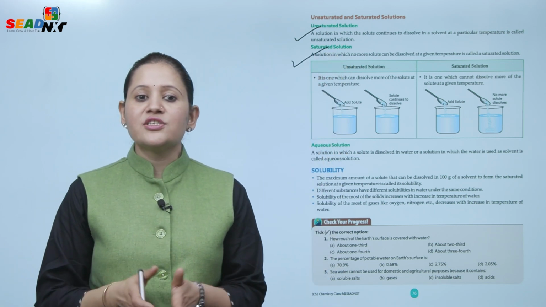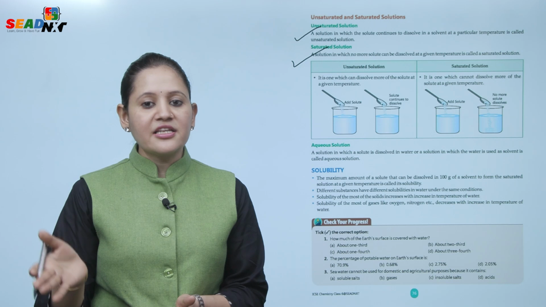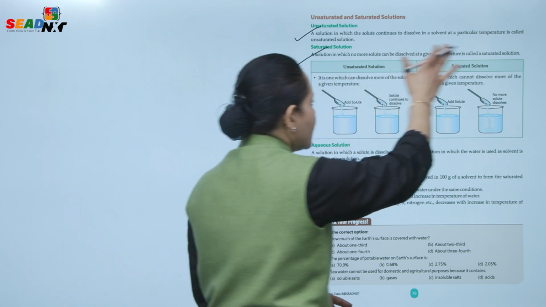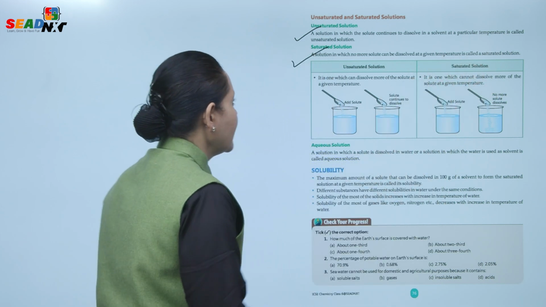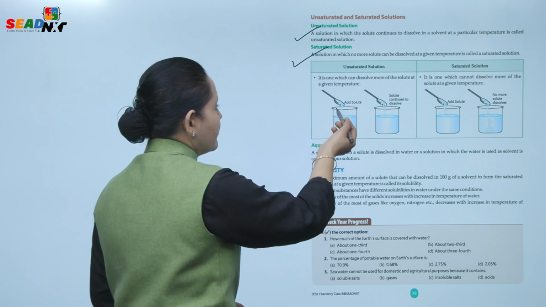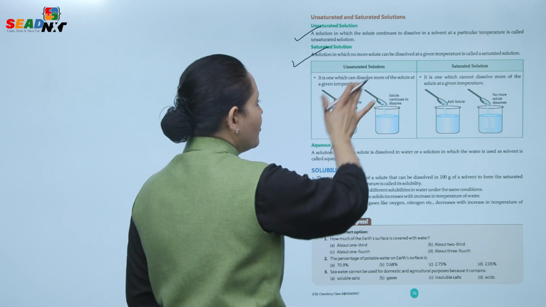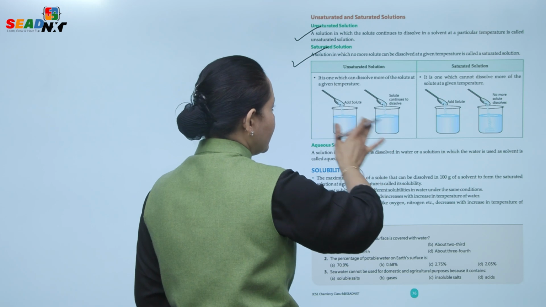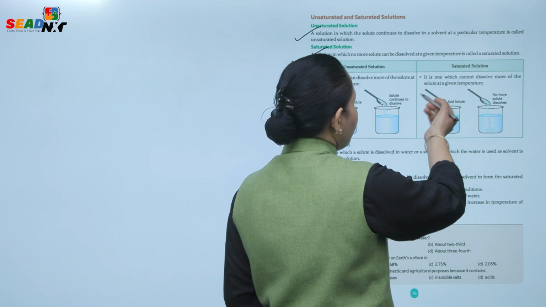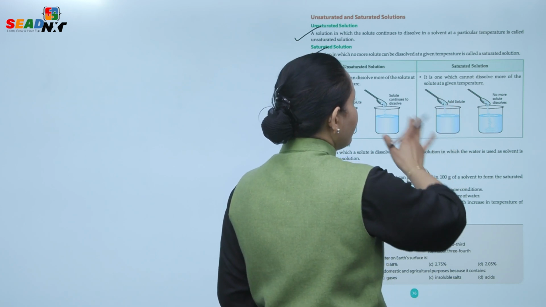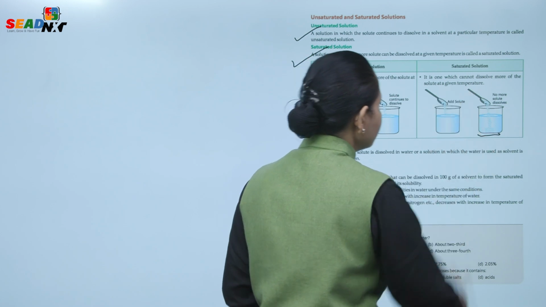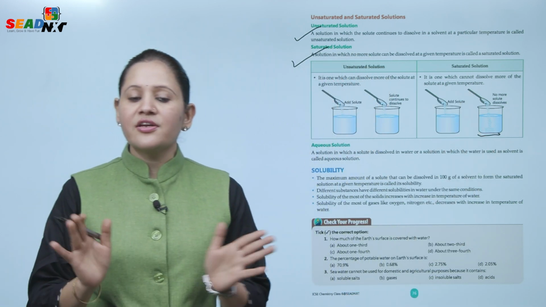the solution in which no more solute can be dissolved at the given temperature is called saturated solution. Here this is unsaturated solution and this is saturated solution. It is one which can dissolve more of the solute at the given temperature. Like here, we added the solute, now we can add more solute to it and it can dissolve in it. So this is unsaturated solution. Here we have added the solute into it, mixed it. Now no more solute can be dissolved in it like this. So this is saturated solution. It is at the given temperature.